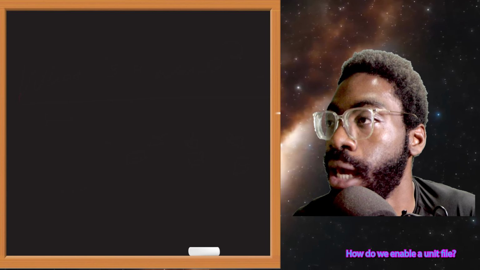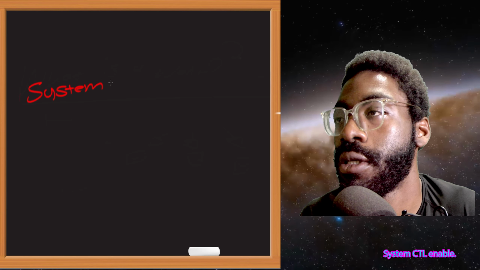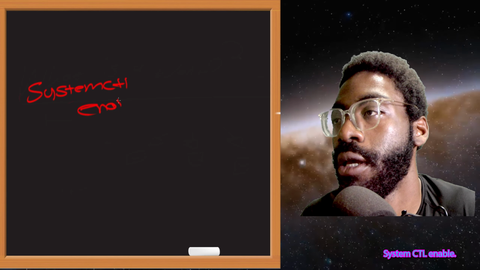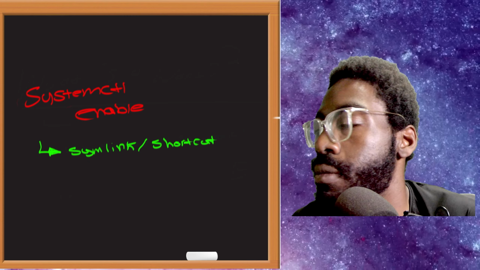How do we enable a unit file? If you recall, that command is systemctl enable. What happens when you run systemctl enable?